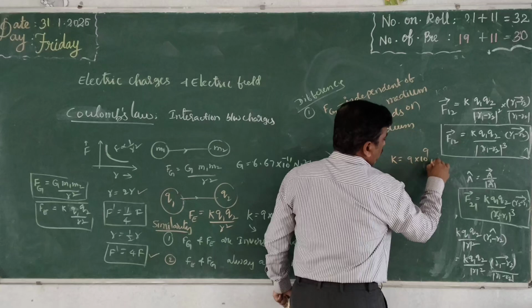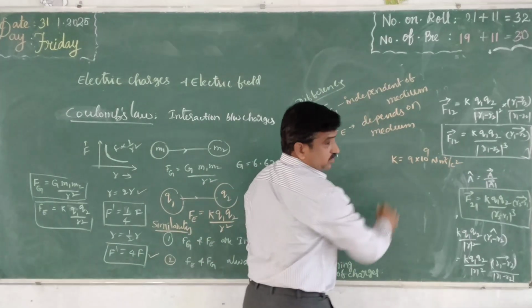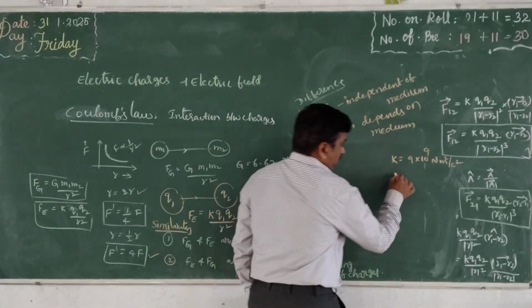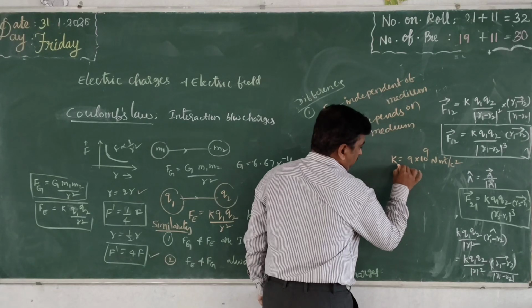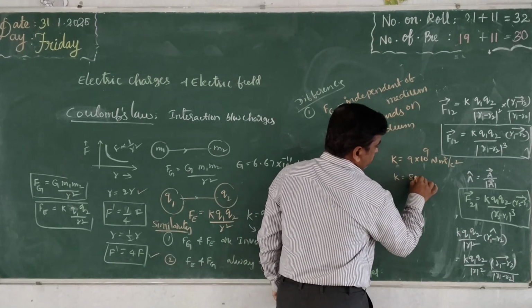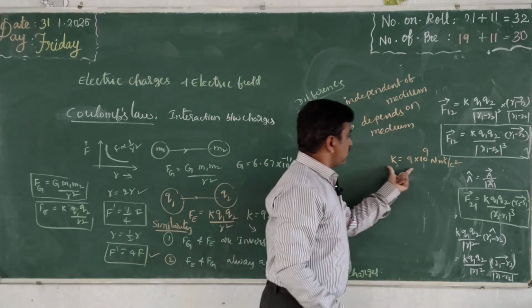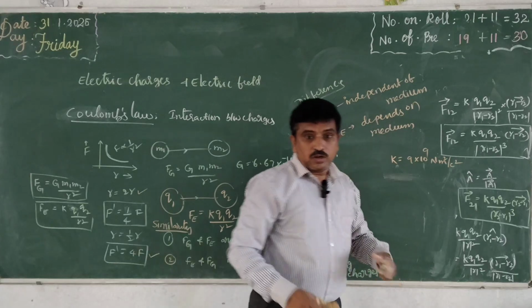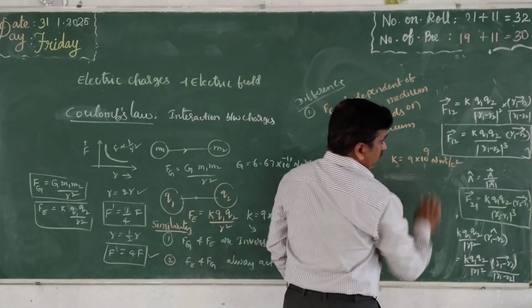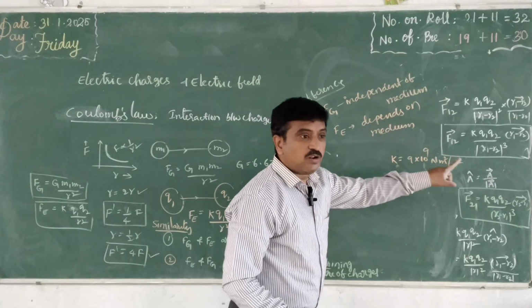The k value for a vacuum is 9 into 10 power 9 Newton meter square per coulomb square. The k value is the proportionality constant. This value is for air medium or vacuum. For example, for a water medium, it is a different value, 8.85 into 10 power minus 12. So the k value is different for different media.